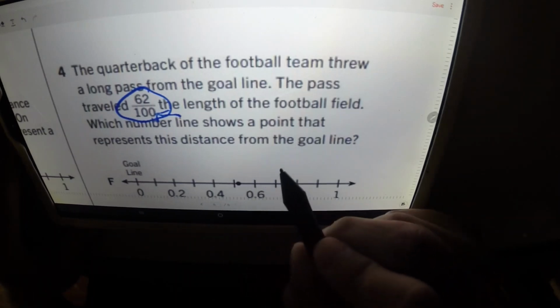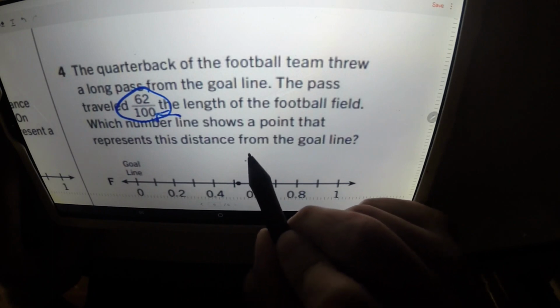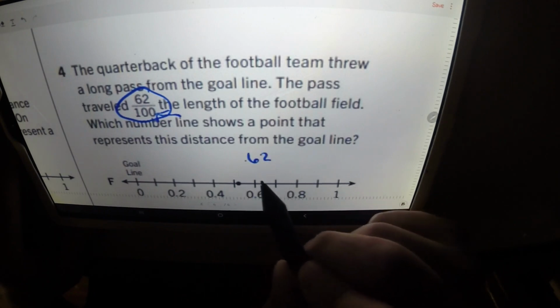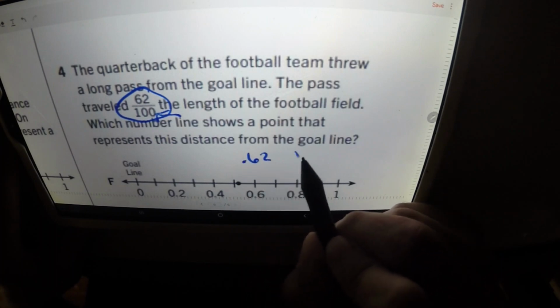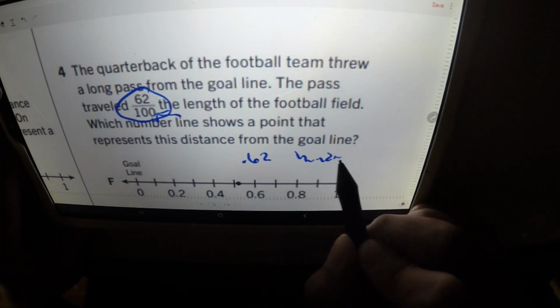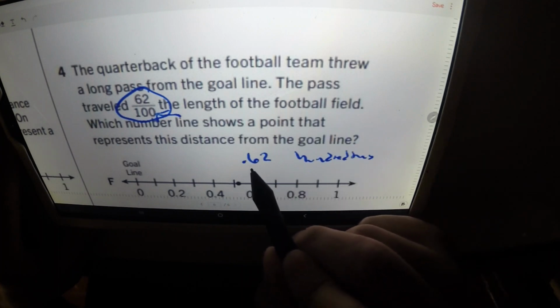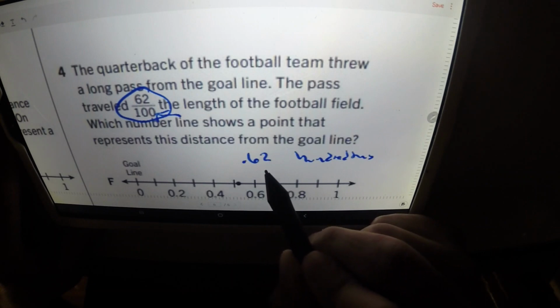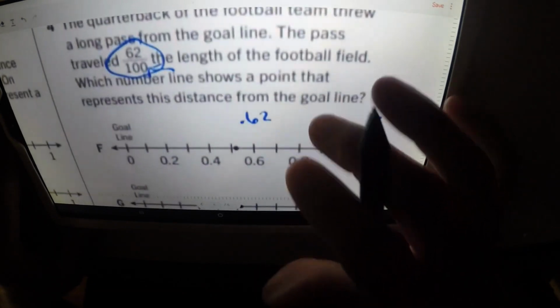Okay. So now knowing that, we know what it's supposed to look like. It's supposed to look like 0.62. That's basically 62 hundredths. Again, we know that there are the tenths, the hundredths, and there's 62 of them. So that's the way we want our answer down here to look.